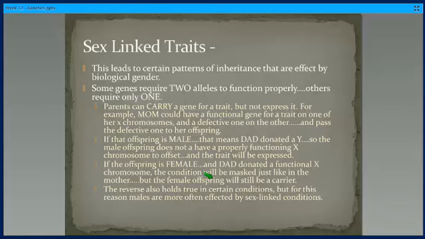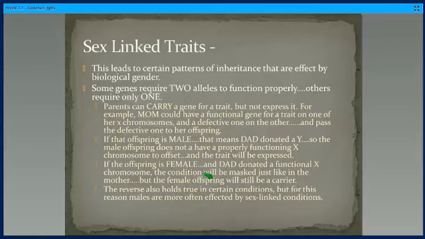Now, males are more often affected by sex-linked conditions because they only have one X chromosome, and the X chromosome is much bigger. There is more stuff on the X chromosome. The Y chromosome is actually pretty small. There's not a lot of stuff on there. Just mostly traits for male physiology and a couple of other things are on there.